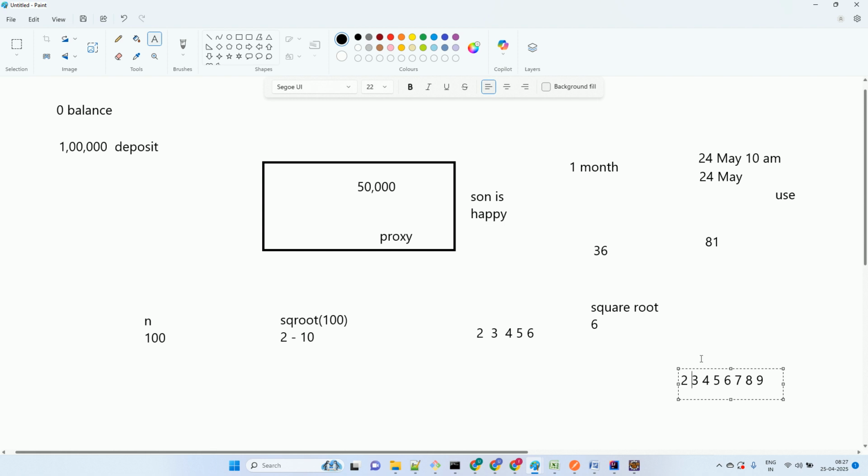So we don't need to go till the half also. We don't need to go till 50 to check for 100. Just go till its square root. You will come to know. Okay, so let's take 97 now.